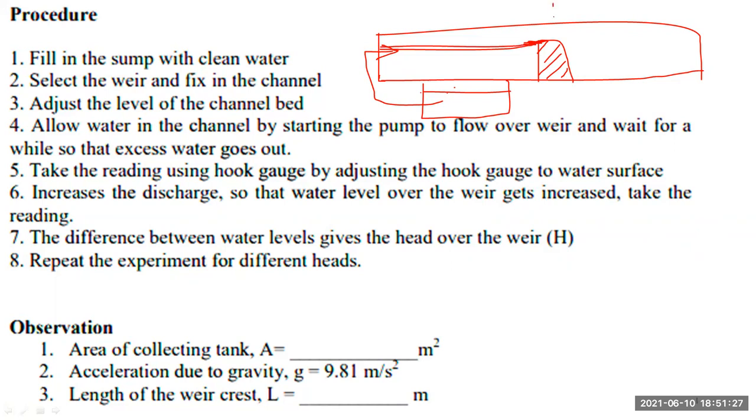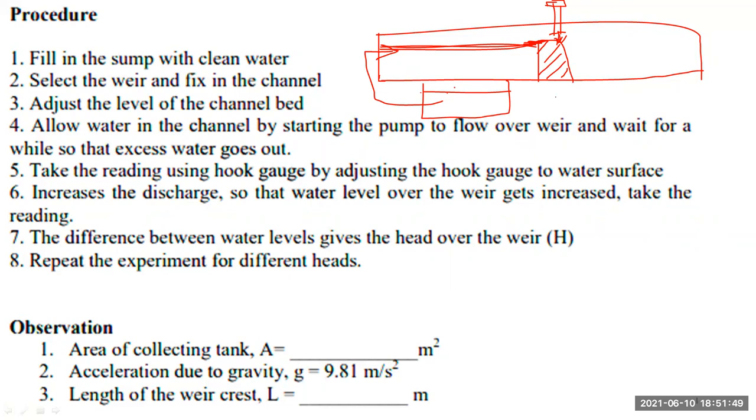You will have a hook gauge here to record the head over the weir, that is capital H. You have to record the initial reading after filling the water till the crest level. That is the initial reading of the water level.